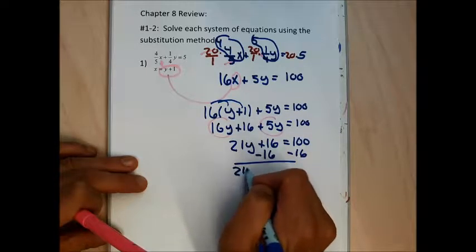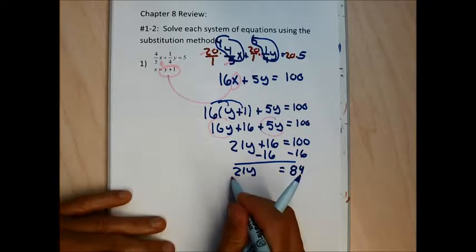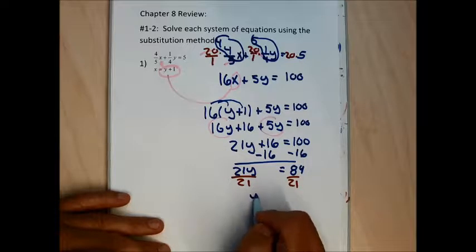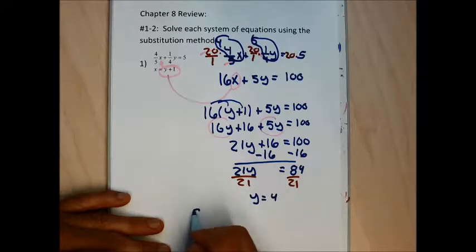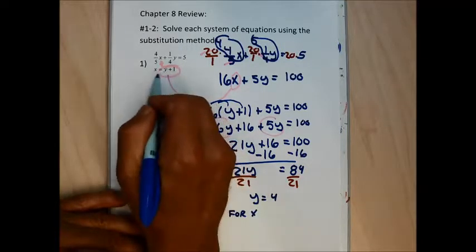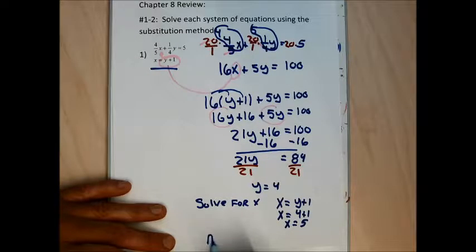This gives me 21y equals 84, and then divide by 21 and get y equal to 4. I need to solve for x because my answer has to have both an x and a y. I'm going to use the equation x equal to y plus 1, plug 4 in for the y, and get x equal to 4 plus 1, and get x equal to 5. My answer to problem 1 should be x equal to 5, y equal to 4.